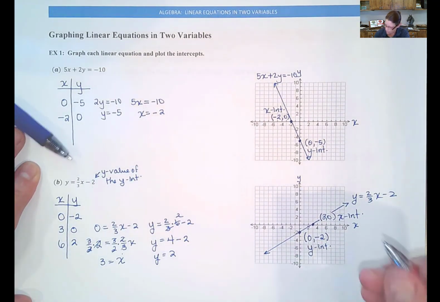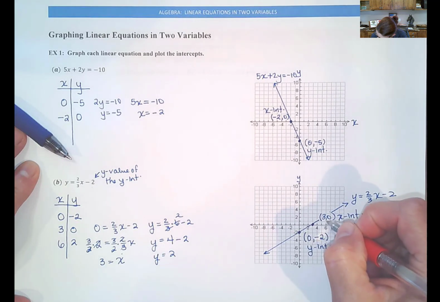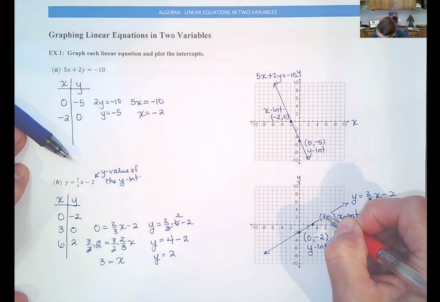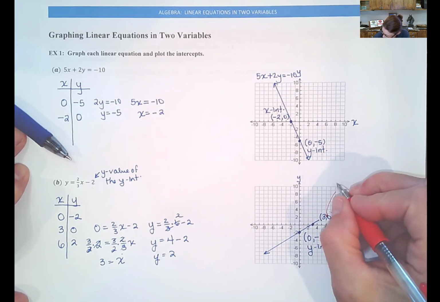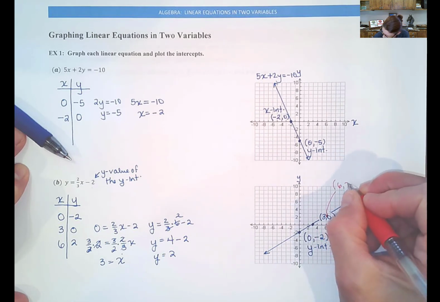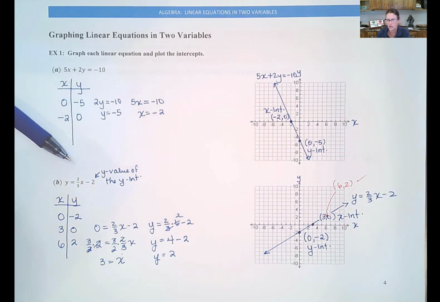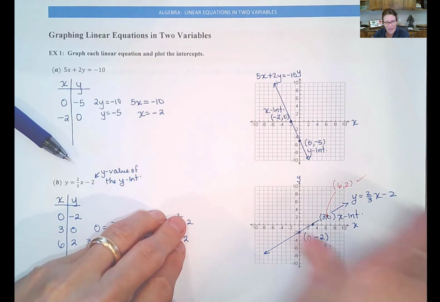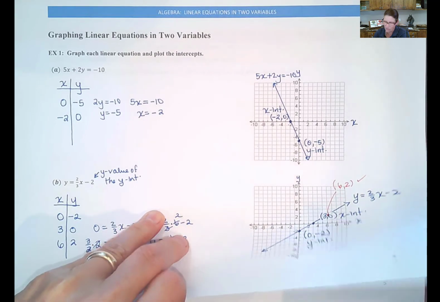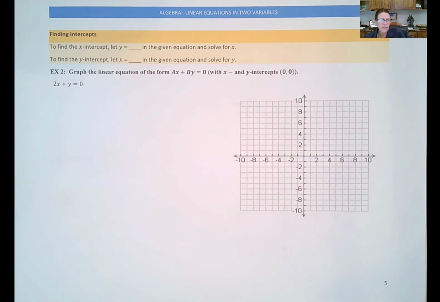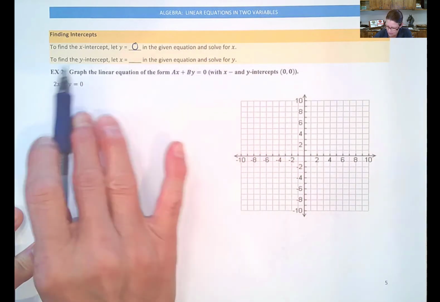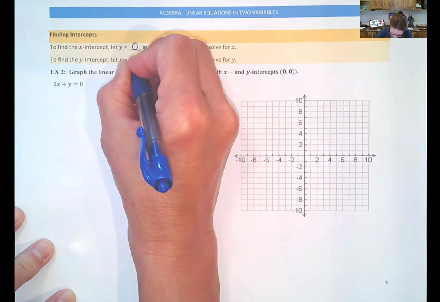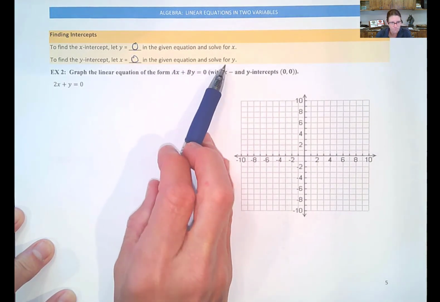And let's just check and make sure that the point x equals 6, y equals 2 is kind of sitting right here where I've already written coordinates (3, 0). But it does look like it's going to sit right there on our line. And that's just a good way to check your work and make sure you've made no silly mathematical errors. Well, as we talk about finding intercepts, to find the x-intercept, let y equal 0 in the given equation and solve for x. To find the y-intercept, let x equal 0 in the given equation and solve for y.